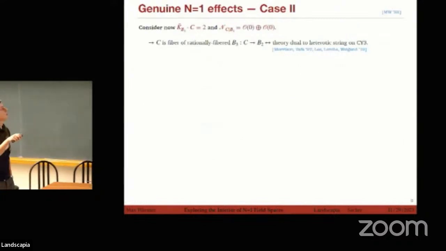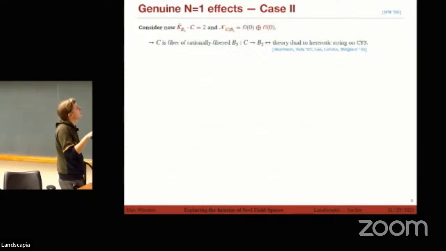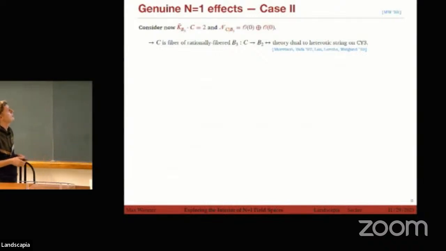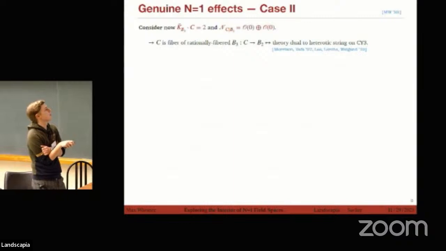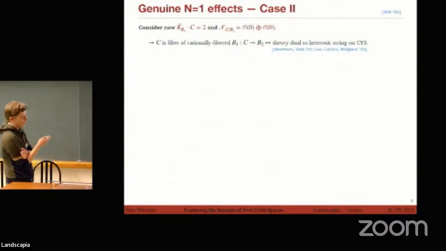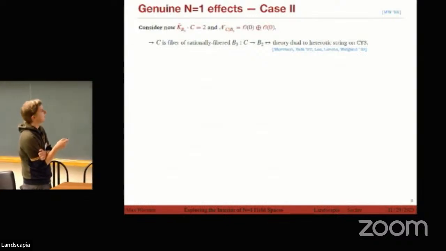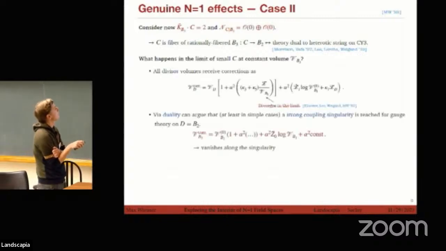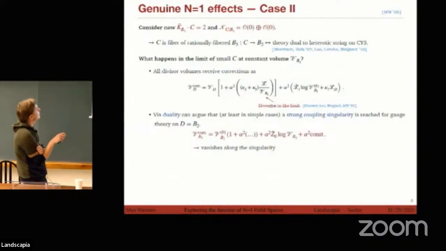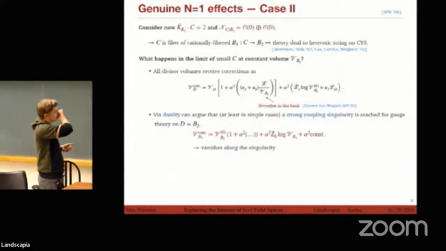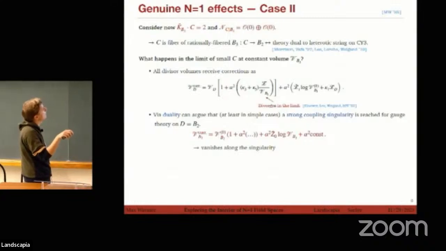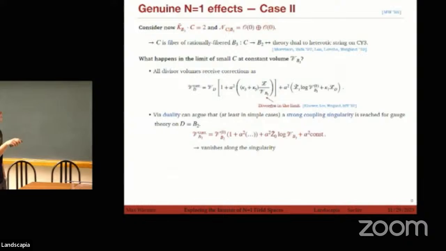Another example could be if we intersect this twice and we take this normal bundle, which means that C is actually rationally fibered over some base B2, where we have a dual heterotic string theory, which of course was already shown here, but then in the context of the weak gravity conjecture, used again and analyzed in detail in this paper. And so what happens here if, in the limit of small C at constant overall volume, we again get that all divisors, irrespective of whether they contain C or not, get a correction which diverges in the limit where we keep this constant.